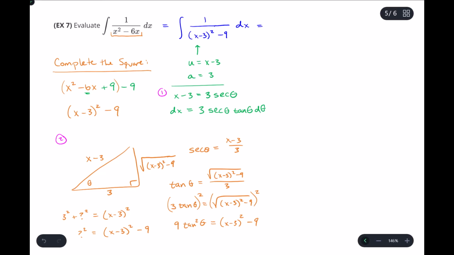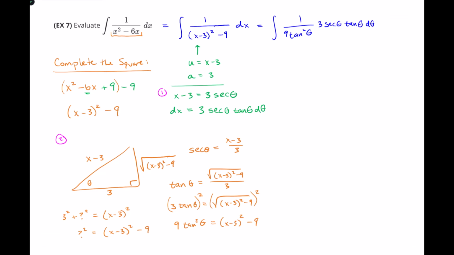So this will now become 1 over, all of this gets replaced with 9 tangent squared theta, and dx is 3 secant theta tangent theta d theta. Okay, which is good. All right, that gets us going here. But the next thing that I'm going to need to do is rewrite this in such a way that I can do some substitutions and actually perform this integral.